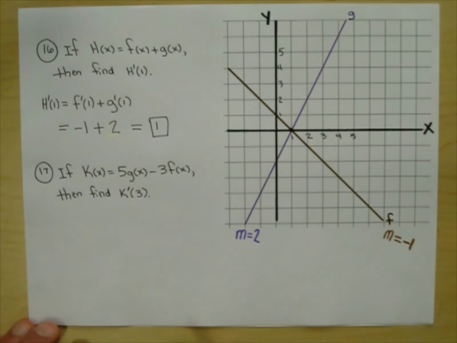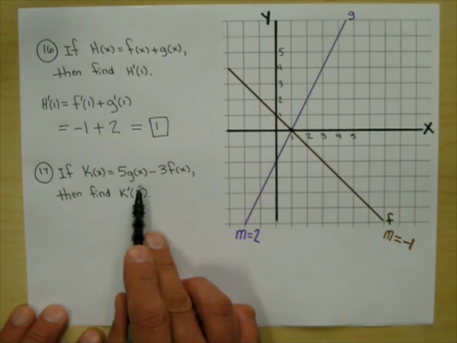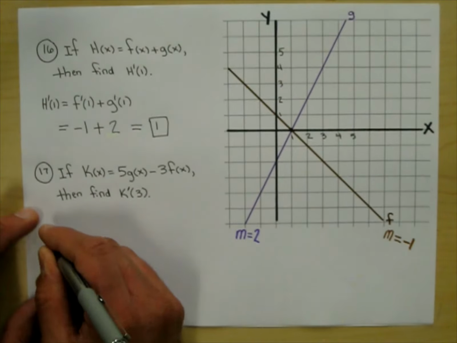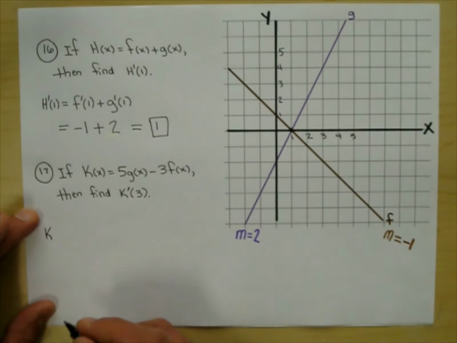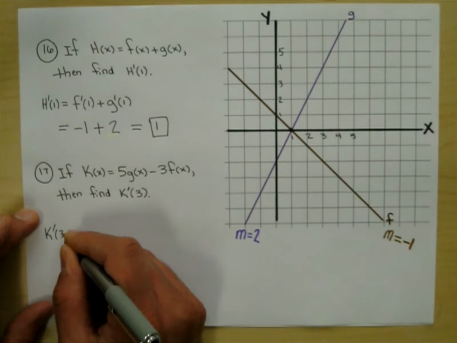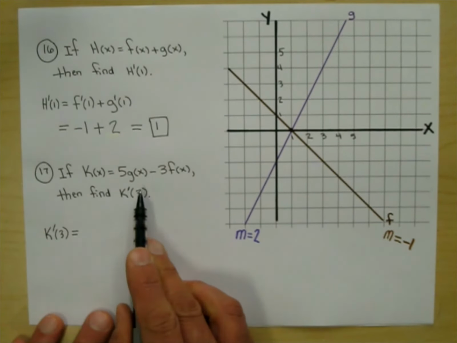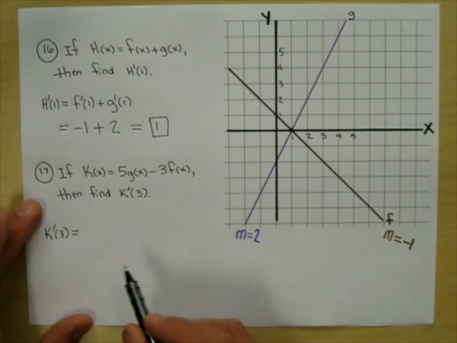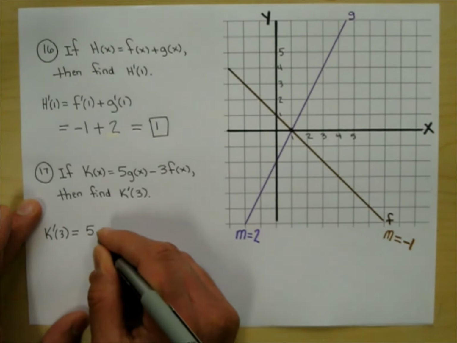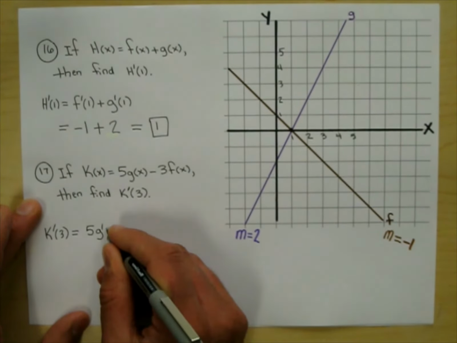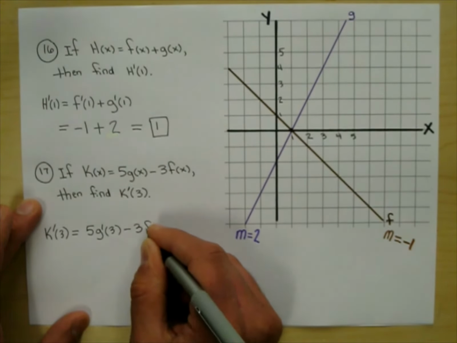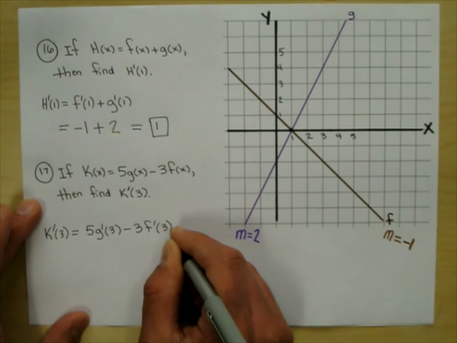Number 17 is similar, a little bit more complicated because there's some numbers there. We'll see if you can do number 17 on your own by pausing the video. Okay, so k prime of 3 is what they're asking for. Well, that's the derivative of this, which is a difference in some constant multiples. So really it's going to be 5 g prime of 3 minus 3 f prime of 3.